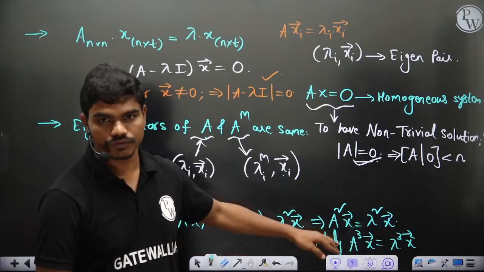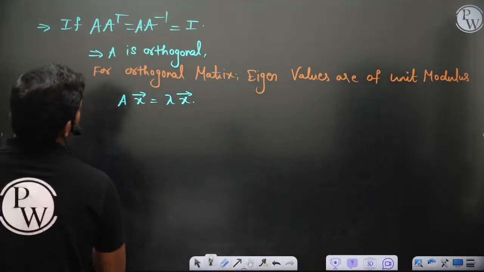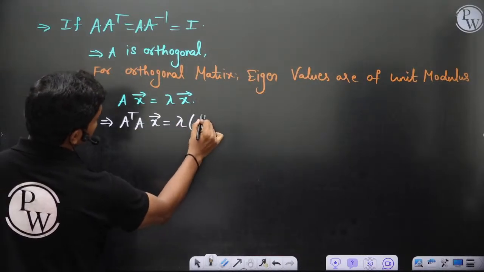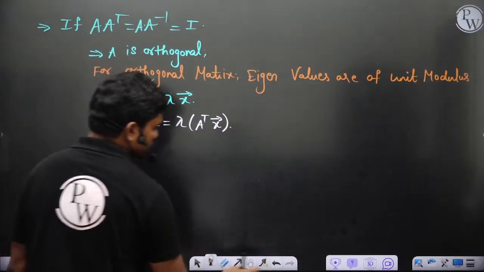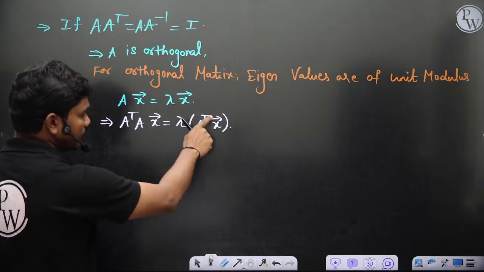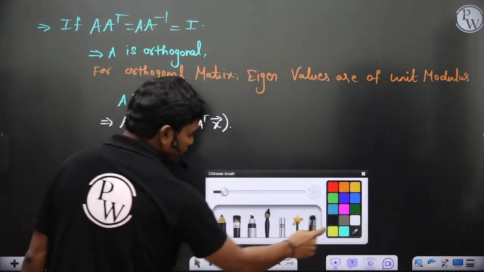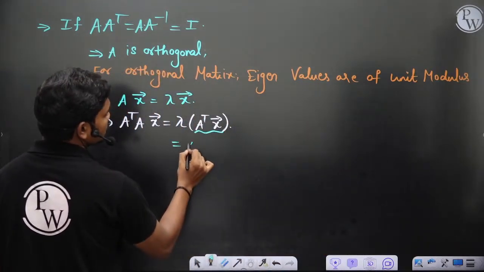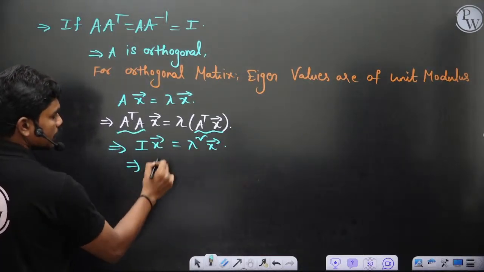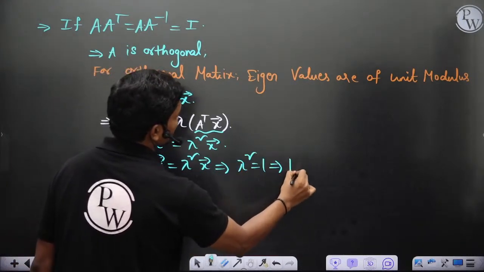Then in this case, if you multiply A transpose, A transpose A x is equal to lambda times A transpose x. You can observe that the eigenvalues of A and A transpose are the same, and the eigenvectors of A and A transpose are the same. Only for this orthogonal matrix, this can be written as lambda square x, of course. So A into A transpose is I, x. So I into x is equal to lambda square times x. If you take magnitude, lambda square is equal to 1, so mod lambda is equal to 1, of course.